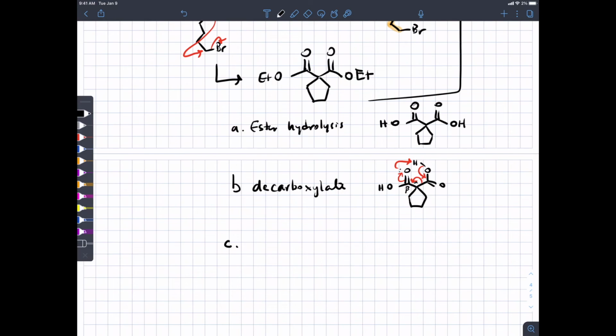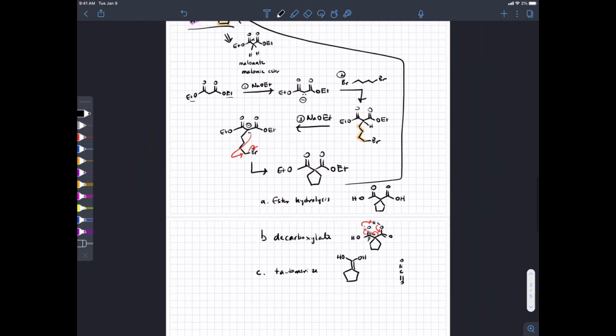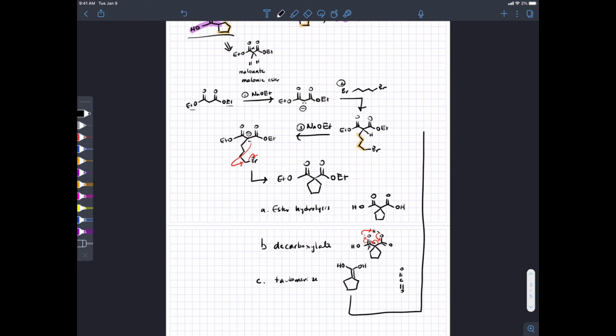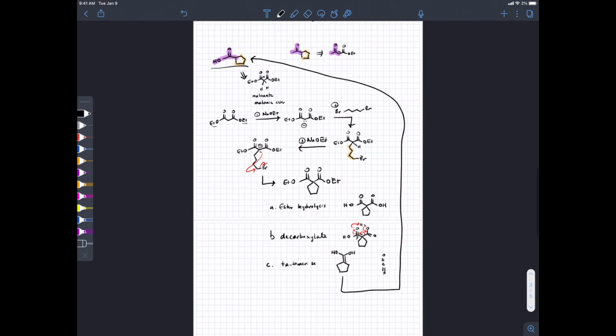That enol would look like this. We lose CO2. There's our enol. And then we can tautomerize using the same approach that we used last time, remove a proton from one of those oxygens and then protonate on the alpha carbon, and that gets us to our desired product.